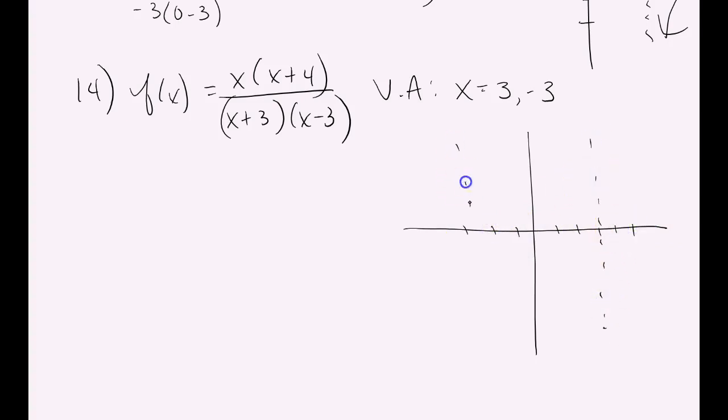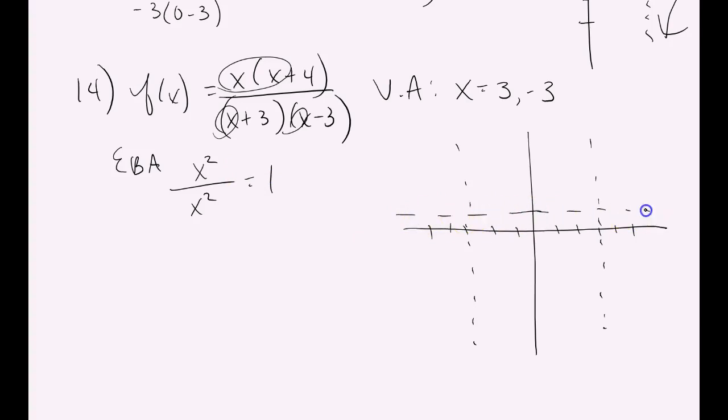3 and -3. All right, let me go ahead and find my end behavior asymptote, because I'm thinking about asymptotes right now. On this you compare the highest powered term on top, which is an x squared, over the highest powered term on bottom, which is an x squared. And that's going to reduce to 1. So at y equals 1, there will be an end behavior asymptote.